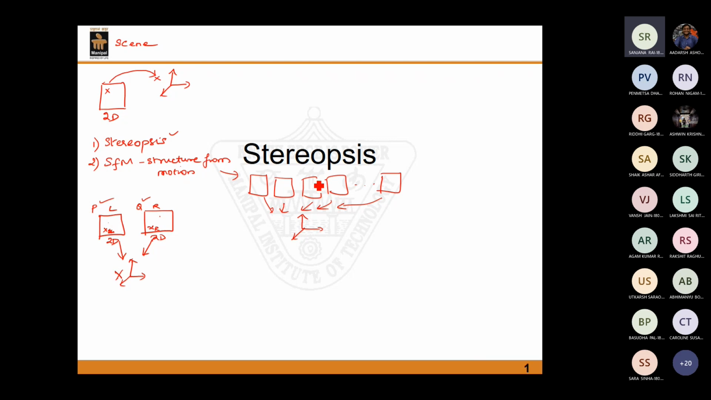Another point is that in the case of SFM, or structure from motion, when you are using multiple images, the camera parameters need not be known to us. Even if we do not know the camera parameters, it is fine.